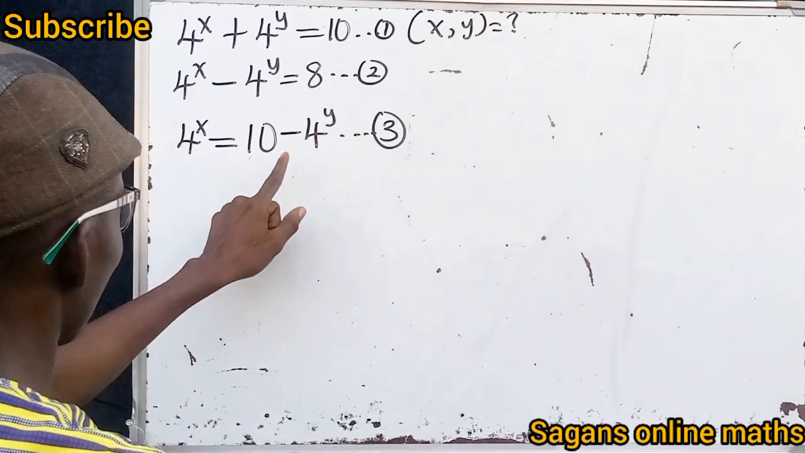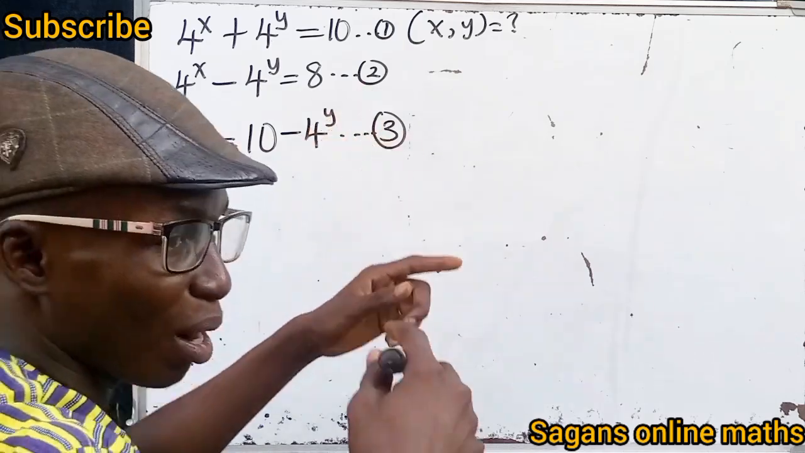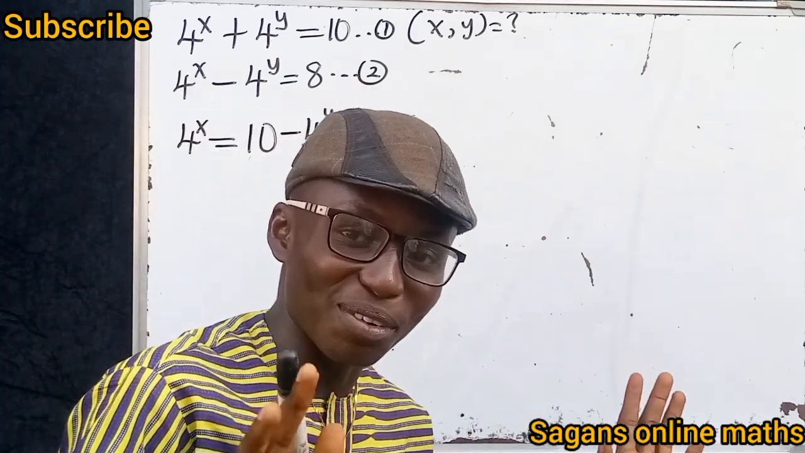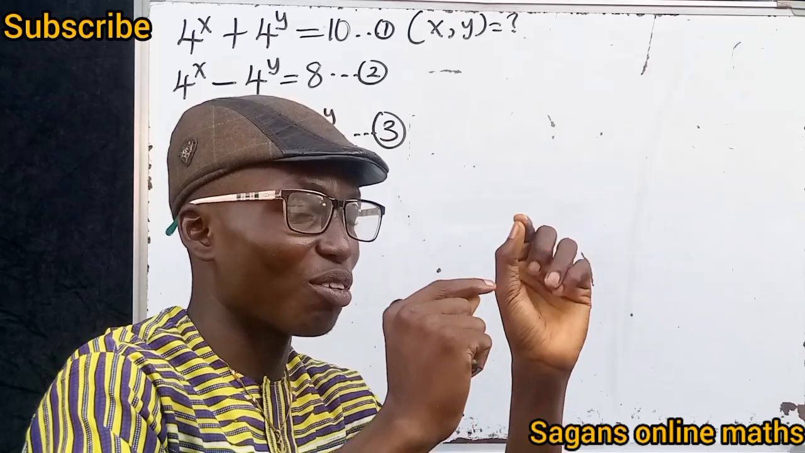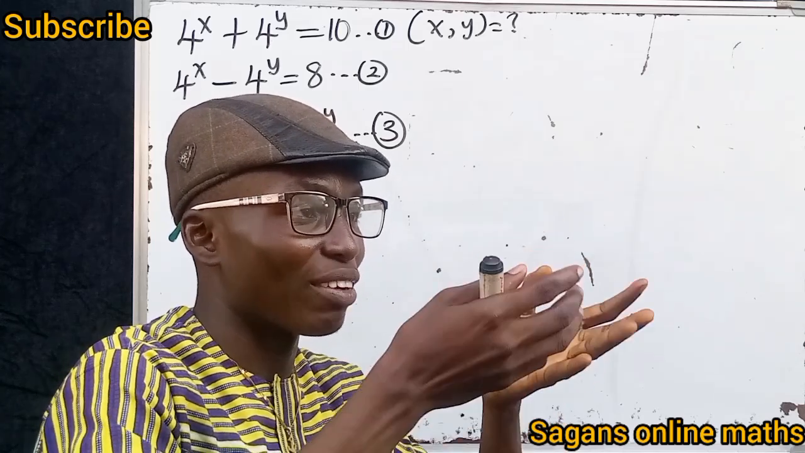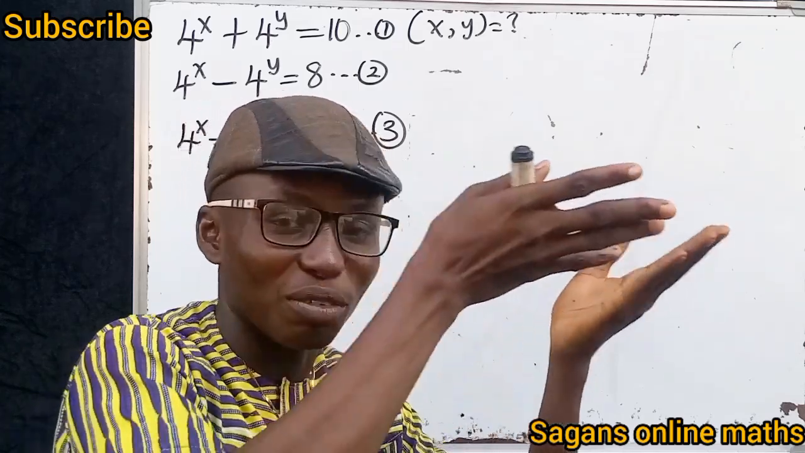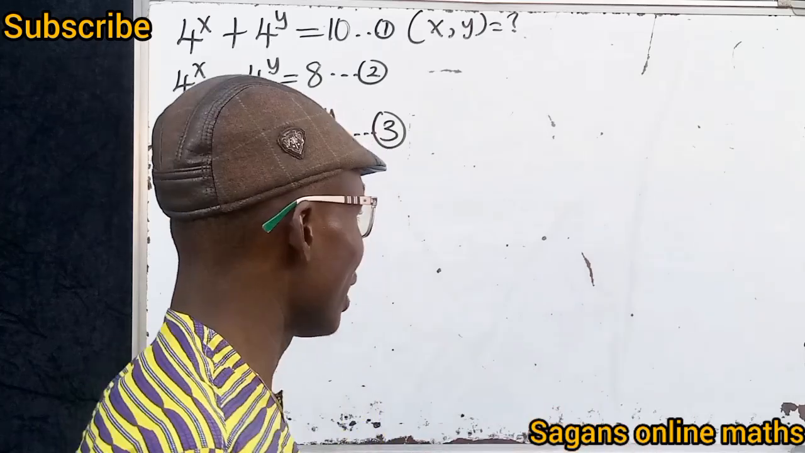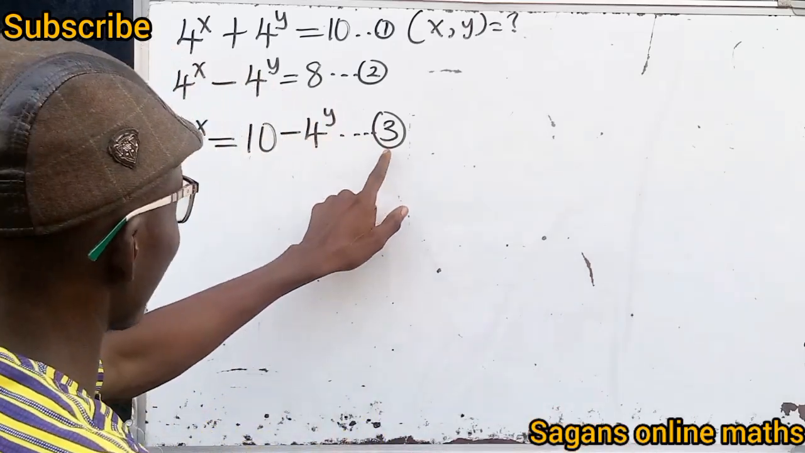Now let's substitute equation 3 into equation 2. The normal way when you study simultaneous equations is very simple. We always make either x or y the subject from equation 1 or equation 2. You can substitute equation 1 or equation 2 into the other equation and solve for the unknown. Now here is equation 3, and here is equation 2.